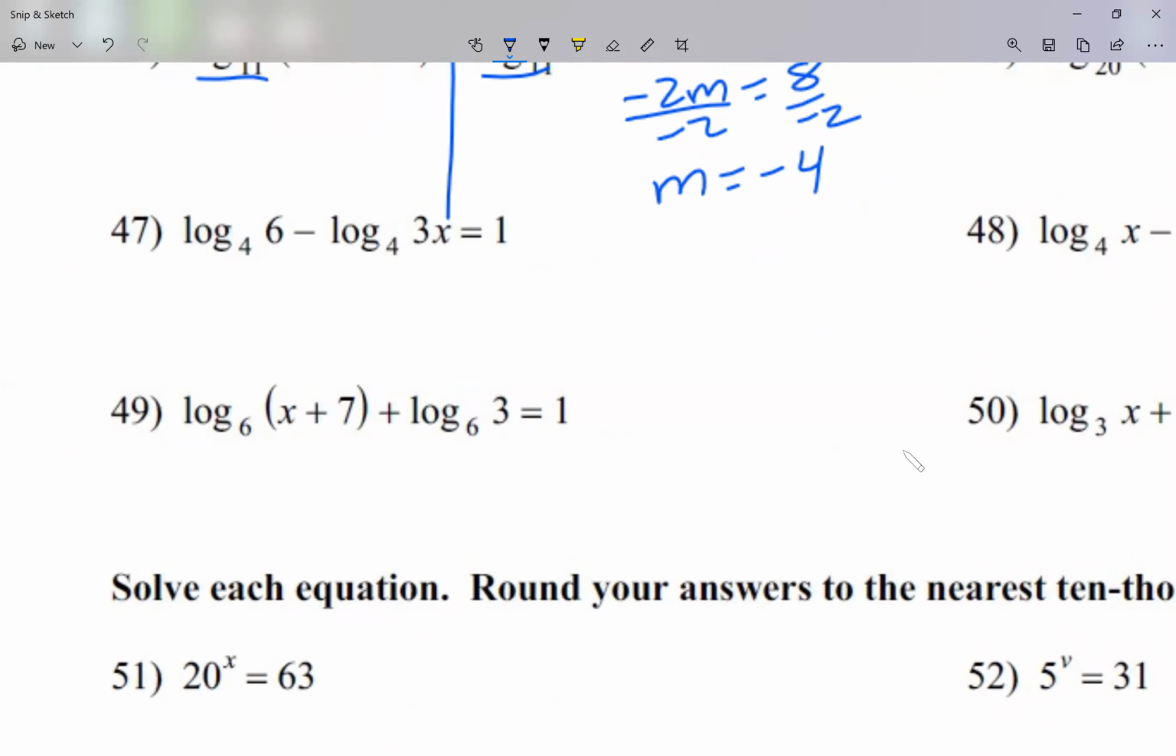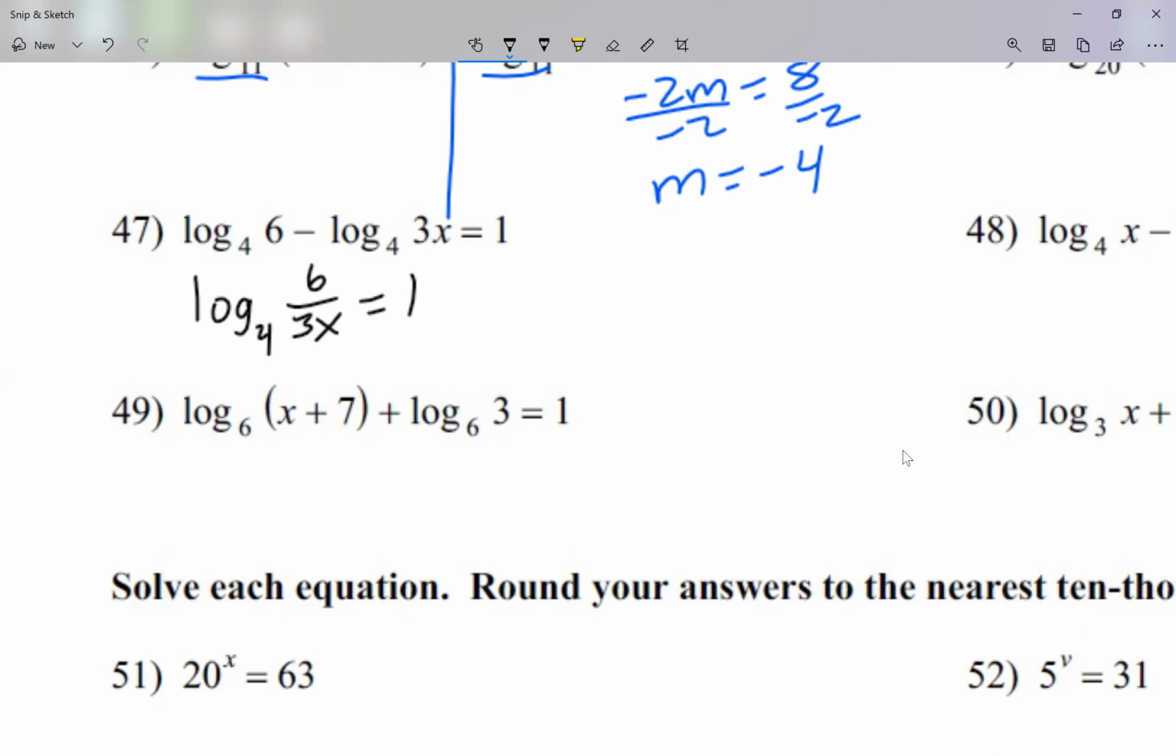First of all, condense. So what I mean by condense, let me rewrite this as log base 4 of 6 over 3x is equal to 1. I condensed my log. I did it as a fraction because it was a subtraction of 2 logs, right? The subtraction of 2 logs, as long as it's the same base, is basically division in 1 log.